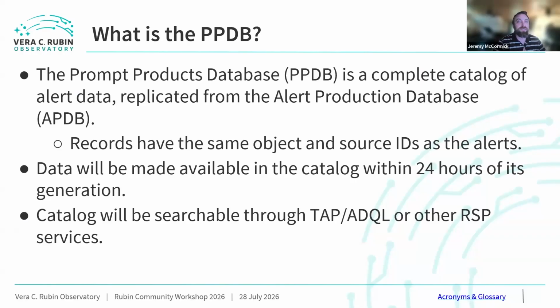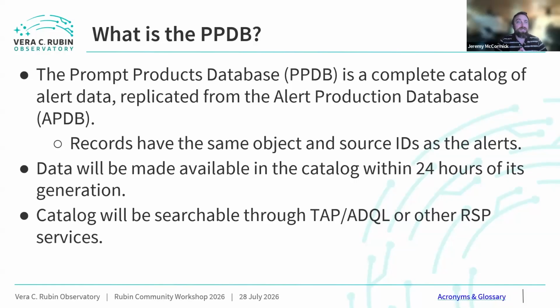So let's start with some basic information and background. The prompt products database is a complete catalog of the alert data. It's replicated from the alert production database, which is the storehouse of the alert generation that the data pipelines work from. The records in the prompt products database have the same object and source IDs as the alerts. So if you find those in the alerts, you could look them up in this database. And of course, they're the same as the IDs in the APDB.